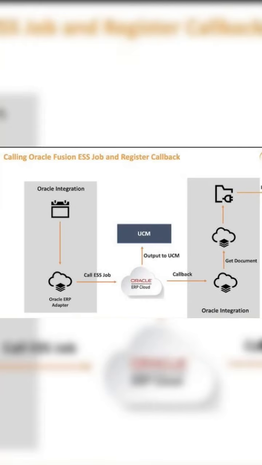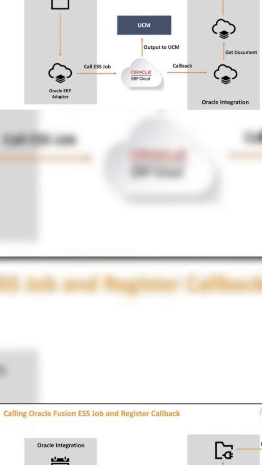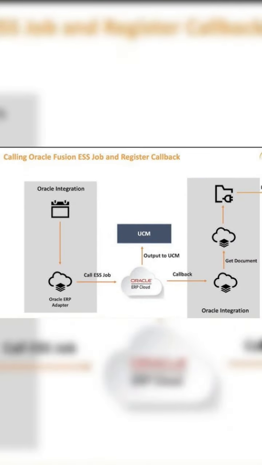In Oracle Integration Cloud (OIC), the callback functionality is used to enable asynchronous communication between systems. This is particularly useful when dealing with long-running processes or operations that need to notify the initiating system of their completion status. Key concepts of callback functionality in OIC.